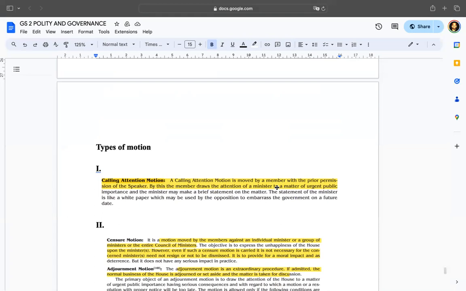Now this is mentioned in the rules of the procedure of both the houses. And if we talk about the inception of this idea, so this is also an Indian innovation which started from the 1954 itself. So this is calling attention.